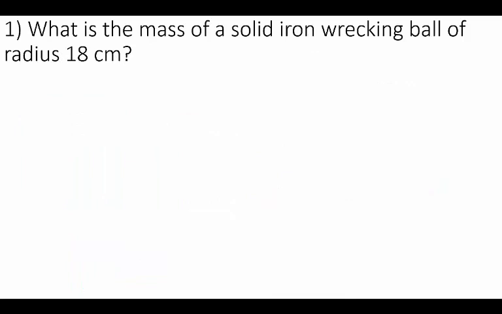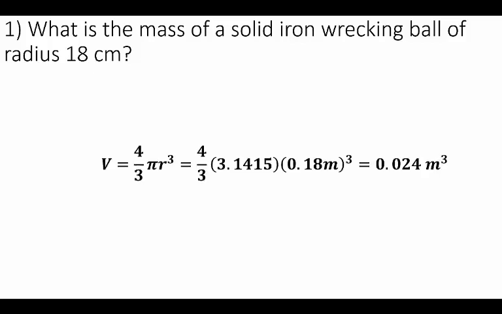So for the first problem, what is the mass of a solid iron wrecking ball of radius 18 centimeters? We can solve this using our density equation and a table of known values. Iron is a pretty common thing, so the density is probably well known. I get the volume first by using the radius I'm given: 4/3 pi r cubed. Plug in some numbers and I get 0.024 meters cubed.